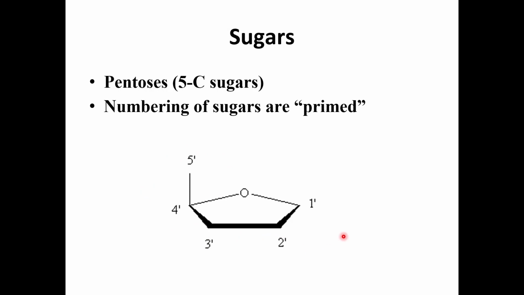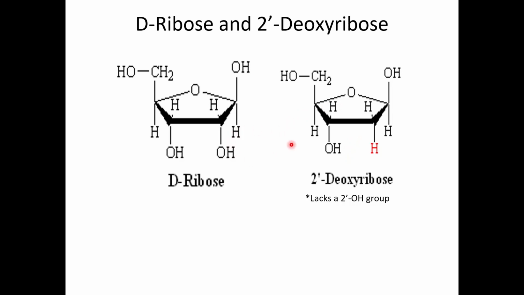Then sugars: prime designation is there, clockwise numbering is there, 1', 2', 3', clockwise. They are pentose sugars as they contain 5 carbons, numbering is primed, prime designation is there. Now the D-ribose sugar is there, so a hydroxyl group is there. But in case of deoxyribose sugar, this lacks the hydroxyl group at the 2' position.